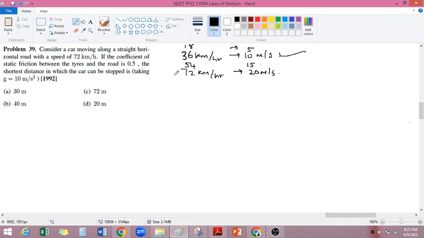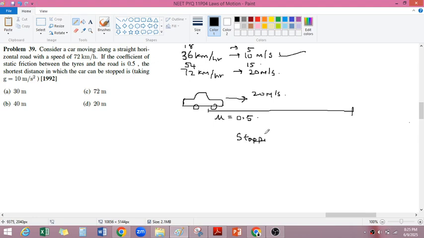If the coefficient of static friction between the tires and the road is 0.5, so that means there is a car here, going at 20 meter per second. Friction coefficient mu is equal to 0.5. The shortest distance in which the car can be stopped. So basically they are asking us to find the stopping distance. It's in the handbook, you can go back and check.